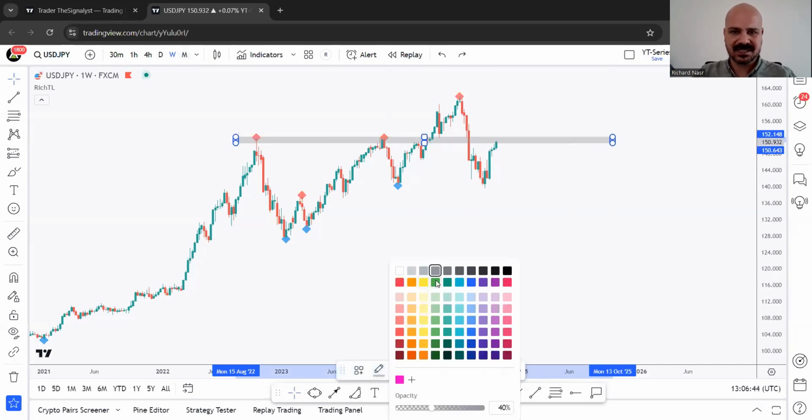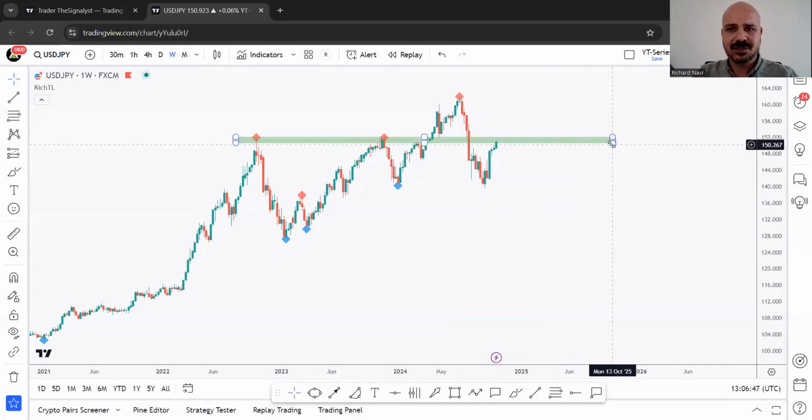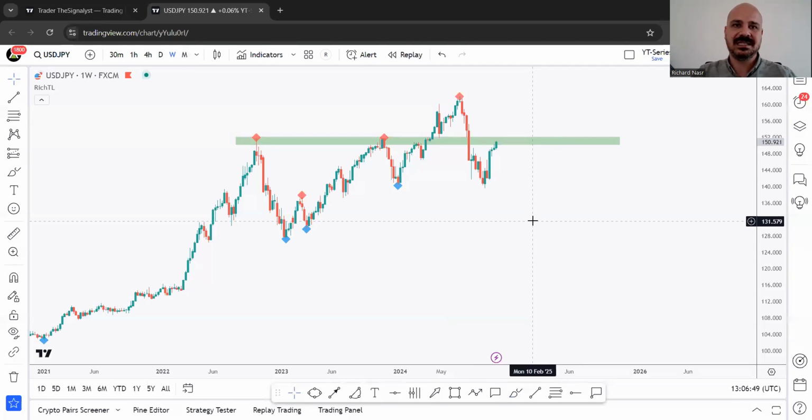Let's go for green, for example, for this one. It doesn't really matter how you draw it because we will not buy or sell blindly around the support and resistance. It's just for overall direction to get a feeling about where we currently are.